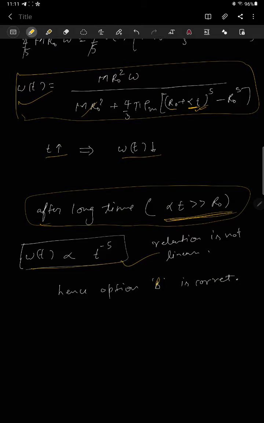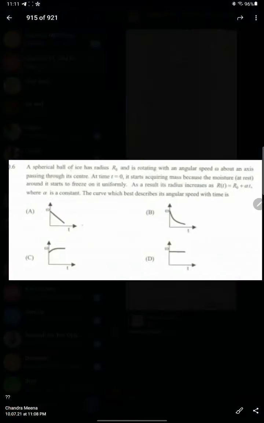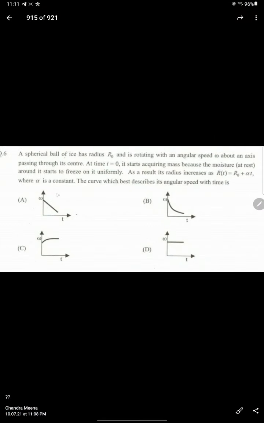I must show you the statement of the question. The question asks which graph best describes the omega and t relation. The first option shows decreasing omega with time. Option B also shows decreasing omega with time, but the correct relation will be B, because A shows a linear relation. We didn't get a linear relation; we are getting t to the power minus 5 something. So option B is correct. Thank you very much.